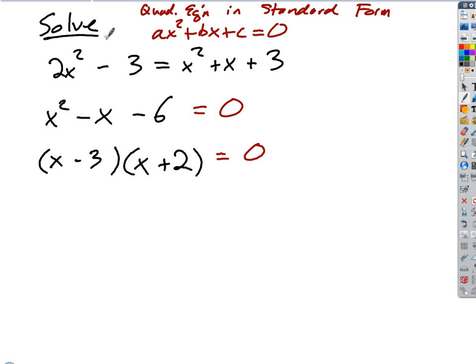So now what do I do to finish the job here? You have to make them into zeros. Good, it has to be positive 0. The only way I can get a product of factors to equal 0 is when I multiply by 0. So either x minus 3 has to be 0, or x plus 2 has to have a value of 0. What's the x value that would make the first factor, x minus 3, 0? x equals 3 would be one of my solutions.